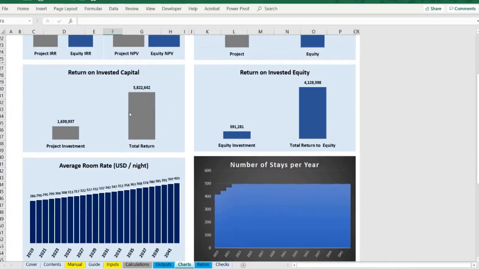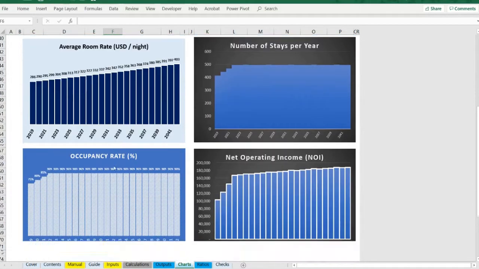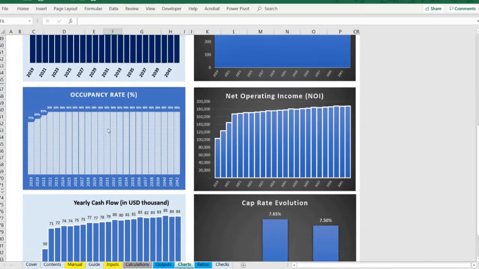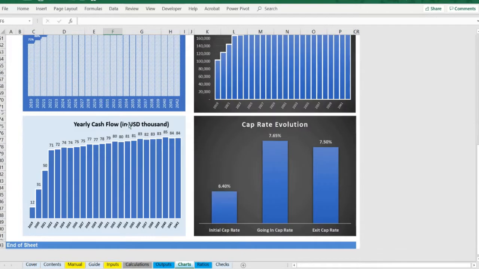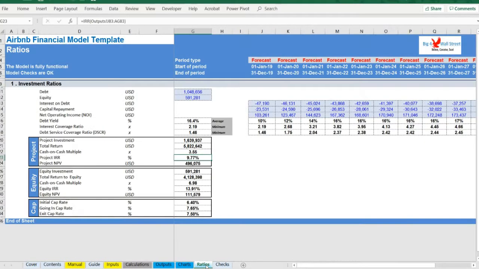In the Charts tab, various graphs present the various KPIs such as internal rate of return, net present value, cash-on-cash multiple, return on investment, average room rate, number of stays per year, occupancy rate, net operating income, yearly cash flow and cap rate evolution.